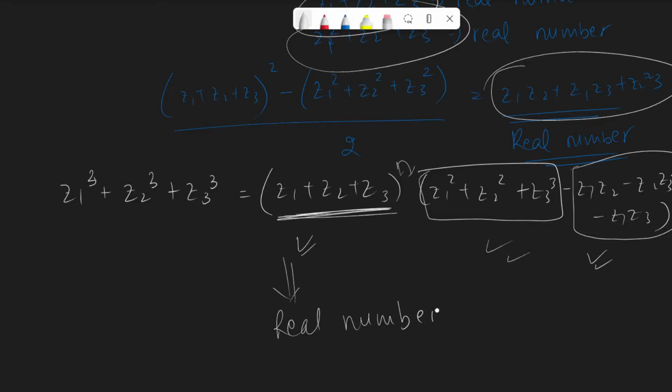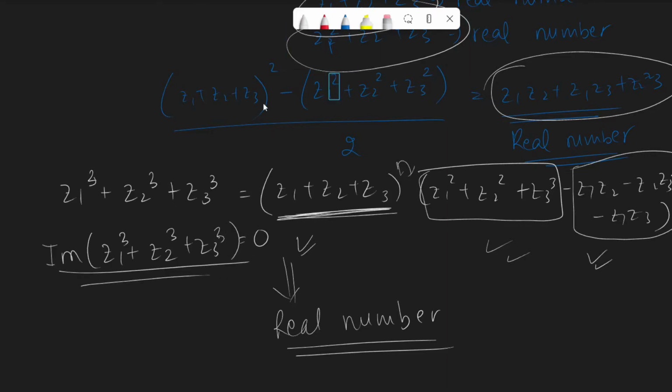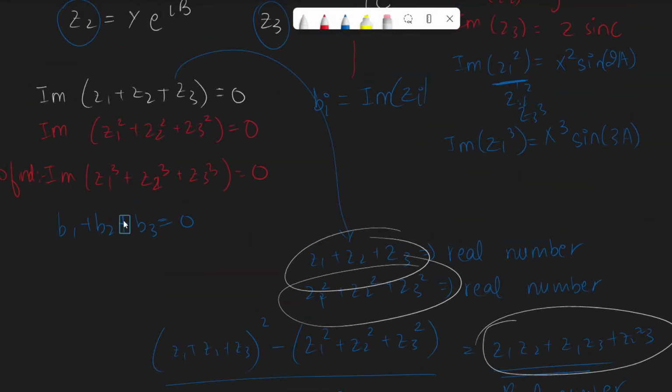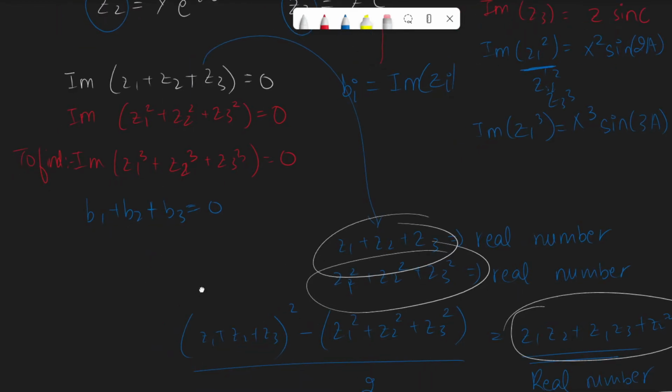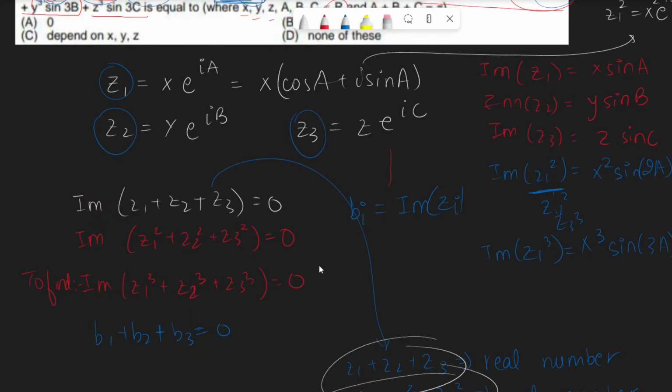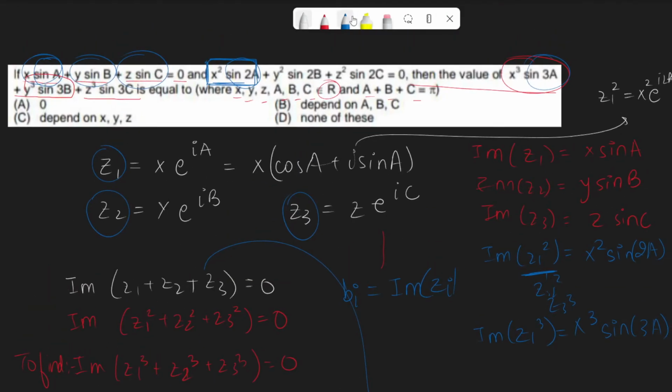What that means is that the imaginary part of z1 cubed plus z2 cubed plus z3 cubed is again equal to 0. That's what we needed to find. This b1, b2, b3 part, I was thinking to do something else with it, but it turns out it wasn't worth it. Anyways, the answer is equal to 0.